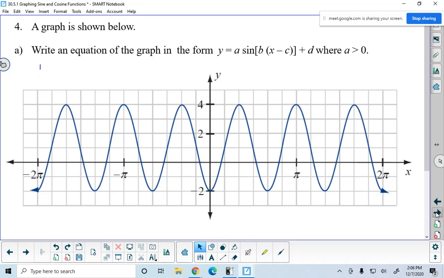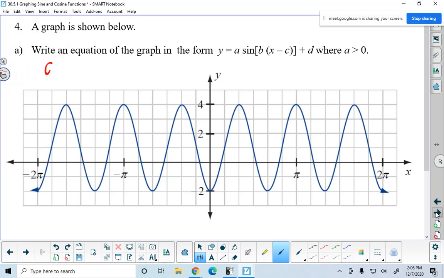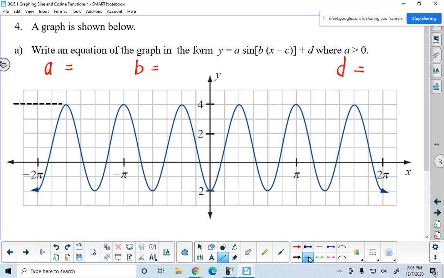I'm going to give you a few minutes here. I want everybody to see if you can figure out, looking at the graph, what the value of a is. By the way, you're told a is positive, so you can't use a negative. Also figure out what the value of B is and what the value of D is, but don't worry about C. As you're thinking about that, I'm going to be putting some visual hints up here.